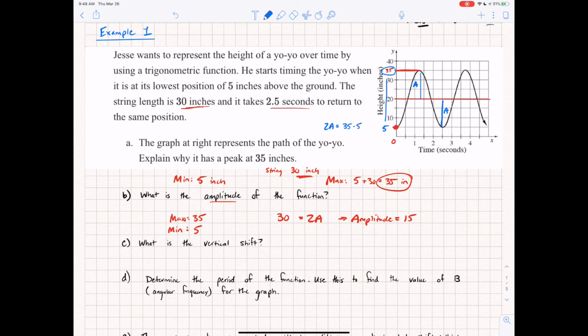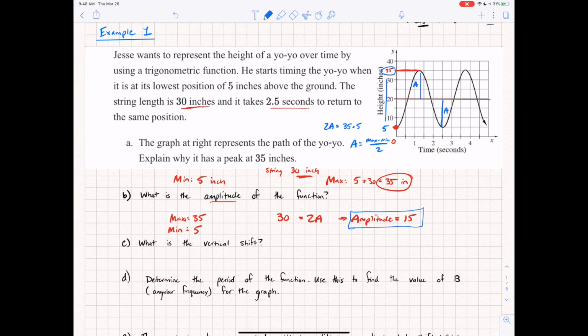And so we essentially have a basic definition in terms of finding the amplitude. The amplitude is always half of the difference between my max and my min. So I can always take my max, subtract my min from that, divide by 2. That will always tell me what my amplitude is. And so in this problem, that'll be 15.